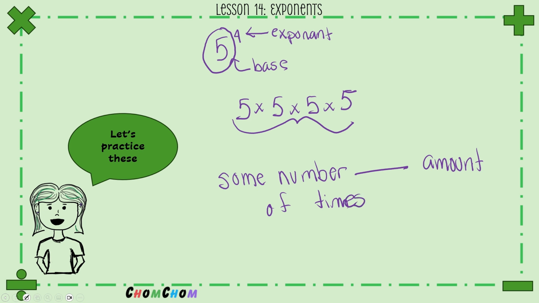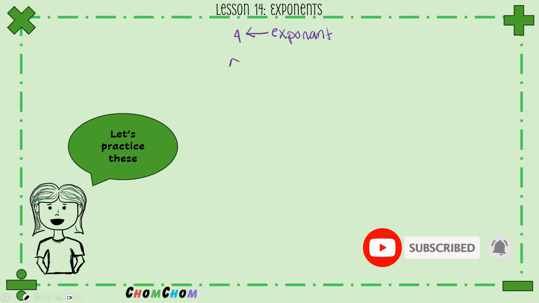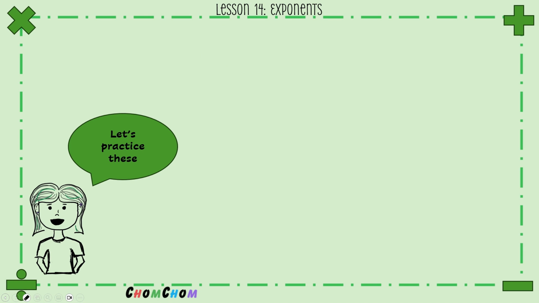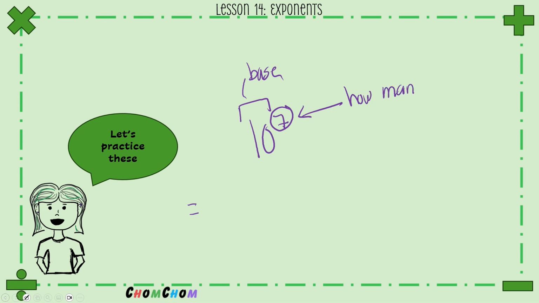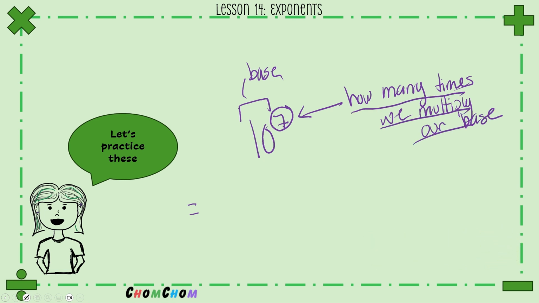Okay, let's do some more practice. Now knowing it is some number, some amount of times, do you think that you could take a question all on your own and do it by yourself? Let's say we have 10 to the 7th. What do you think 10 to the 7th is going to mean? Remember, this is our base, and this really just means how many times we multiply our base. Okay, knowing that, give this question a shot.